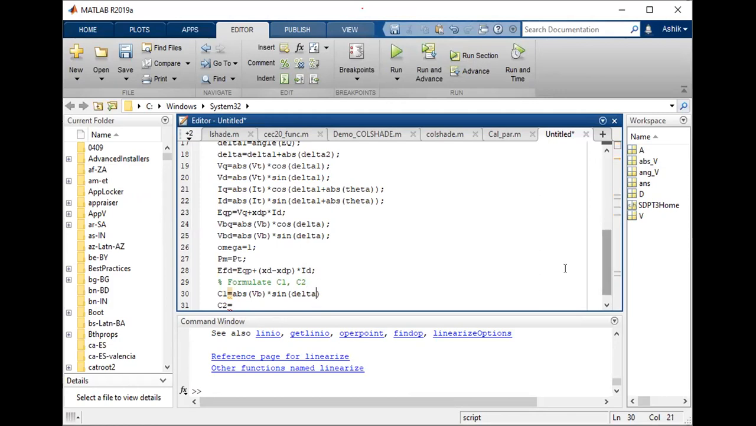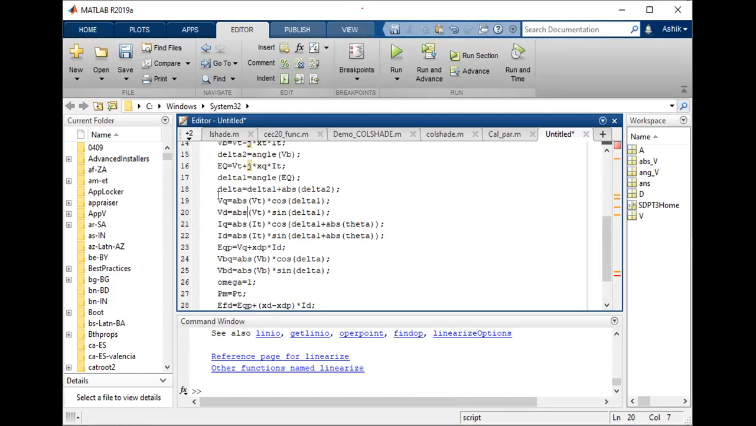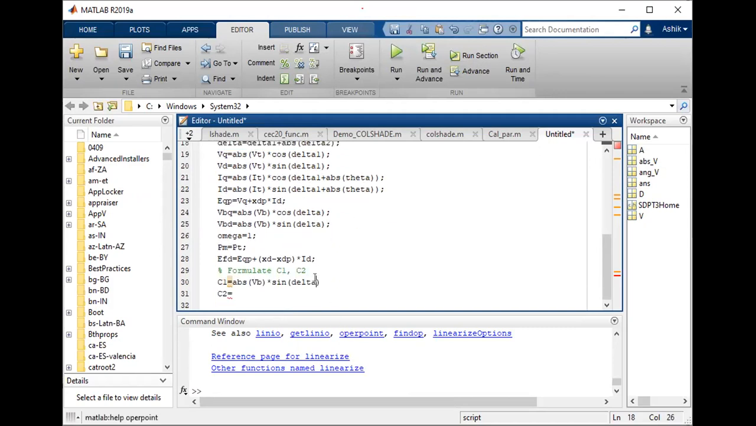So absolute of VB sine delta naught, because delta was the initial condition we calculated. This was the delta calculated at line number 18, so we'd be using that. We are calling it simply delta. So VB sine delta naught divided by X'd, that is X'd, small letter, plus Xe. So that is C1. C2 is simply 1 upon X'd plus Xe. In this way, we would continue.